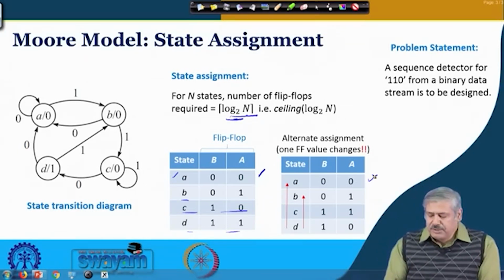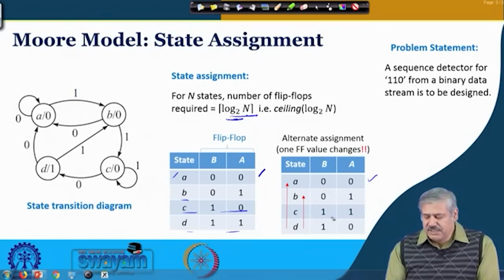So, in that sense we can assign A as 0 0, then B is 0 1, only one value is changing, C is 1 1, and then D is 1 0. Okay? And from D, if it goes to A, it is again going to 0 0. So, in that sense that could be another way of assigning it, but one needs to be careful.